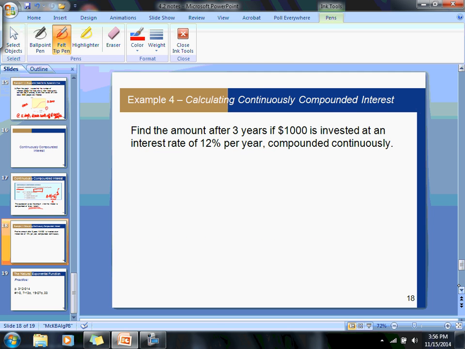So example 4, last one, says to find the amount after 3 years if $1,000 is invested at an interest rate of 12% per year, compounded continuously. So there's that key word that we're looking for. That tells me I'm going to use A equals P times e to the rt.